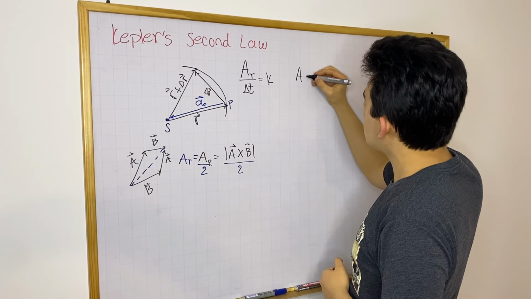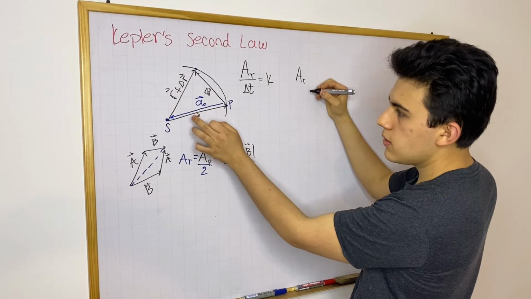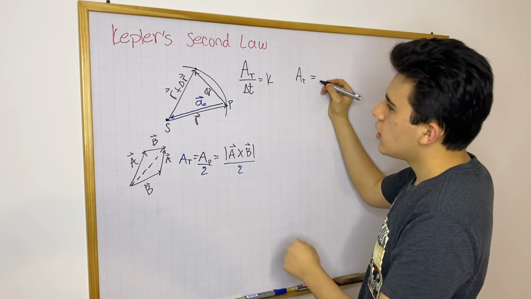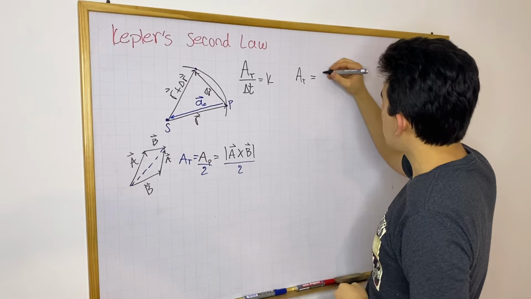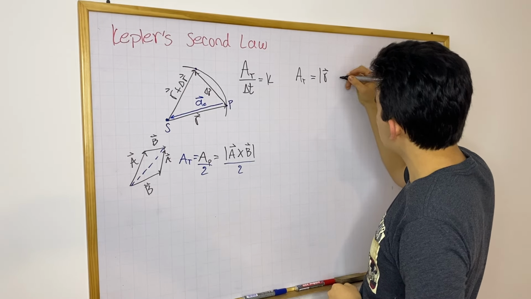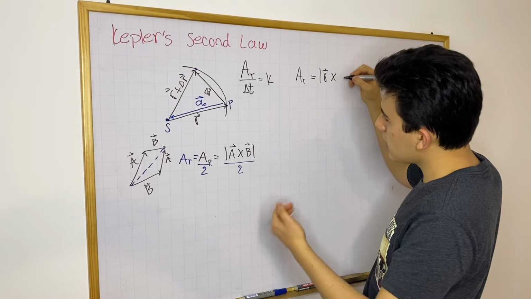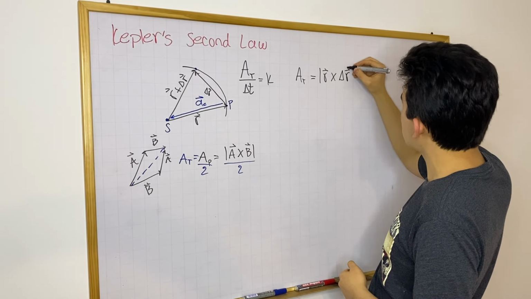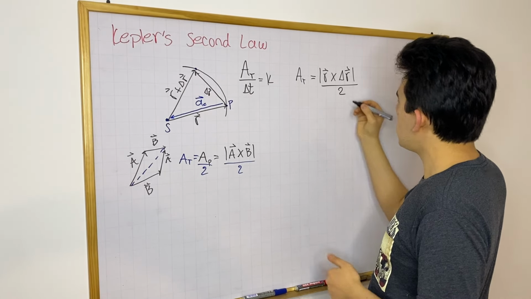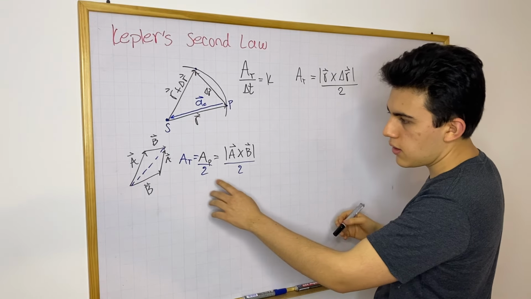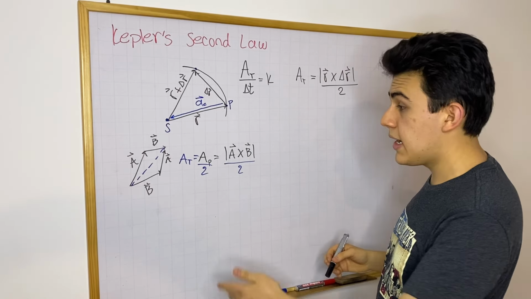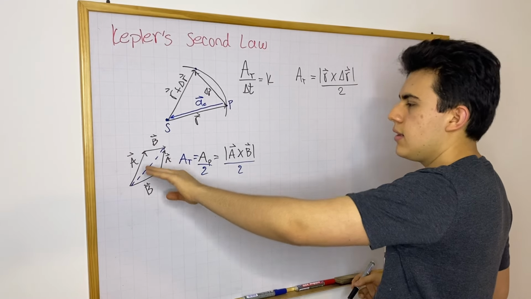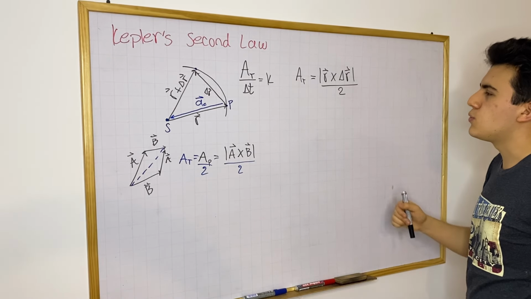So we're gonna say that the area of this triangle here will be equal to, since we picked r and delta r, the magnitude of the normal vector of the plane that contains r and delta r, and then we're gonna divide by 2, okay? Remember, we're dividing by 2 because if you slice a parallelogram in half, you're gonna get the area of a triangle in the parallelogram, okay? So we're dividing by 2.